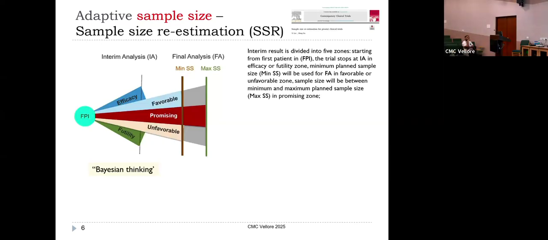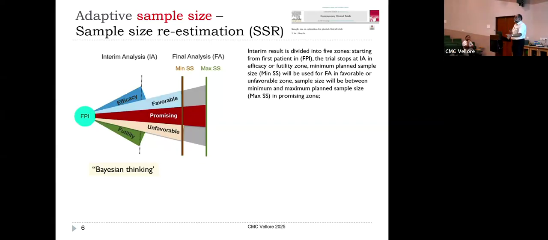And this is one way of keeping people blinded. It says, we're not going to change the sample size, but you're not telling them if you're favorable or unfavorable. But if you're in the promising zone, which has been determined beforehand, then they will go on. So you have to specify what your promising zone is, and people do simulations based on conditional power.